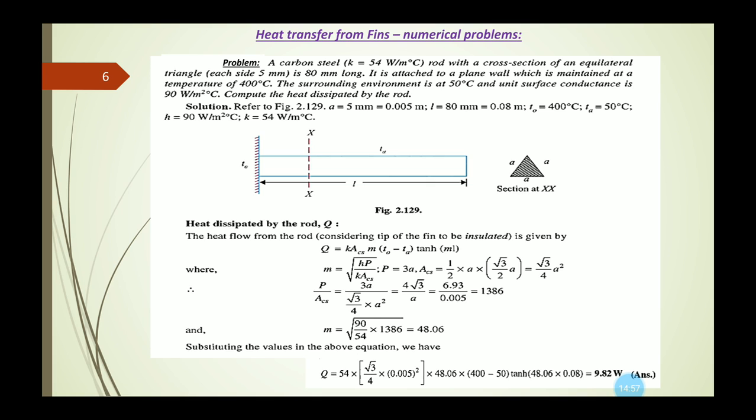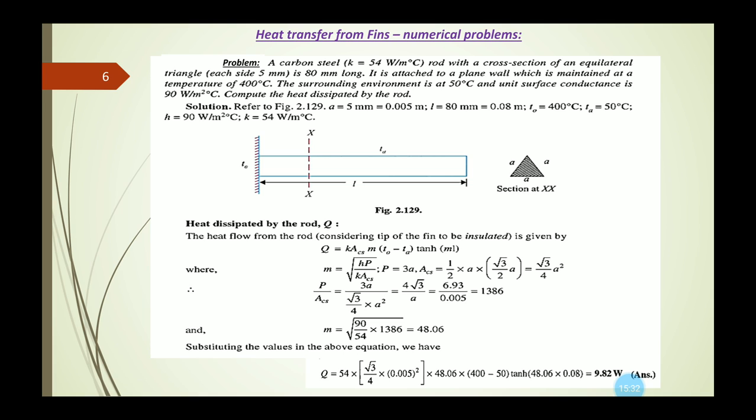Next, we need to calculate the fin heat transfer. For this second part, we need to calculate all the values in this equation of Q, that is the heat flow from this rod, considering the tip of the fin is insulated. Here you can see that all the values in this mathematical representation of Q are known to us. If we put all these values in this equation, then after some steps we get the final answer of this fin heat transfer value as 9.821. So this is the procedure here in this numerical.